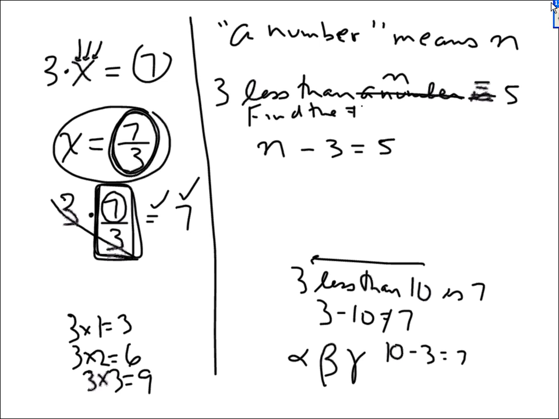Find the number. So I wrote it down as an equation. 3 less than n is 5. The n is 8. 8 minus 3 is 5. I found the number. 3 less than 8. If I have $8 and you have 3 less than what I have, you have less than me. You have $5.